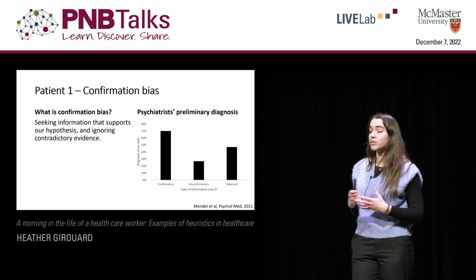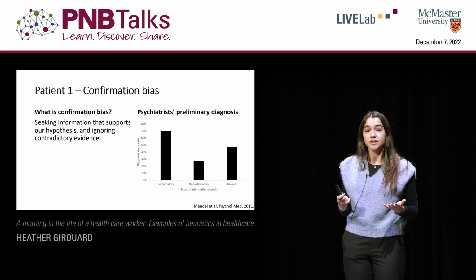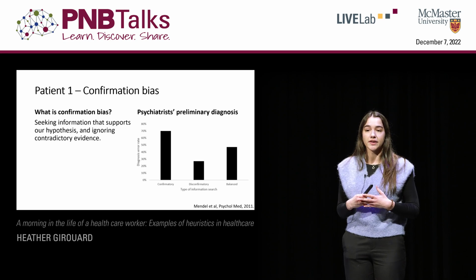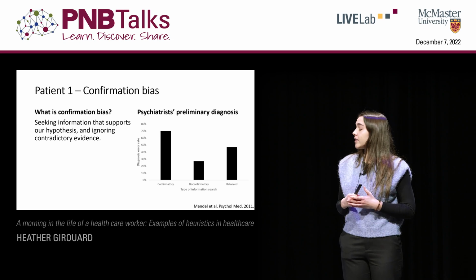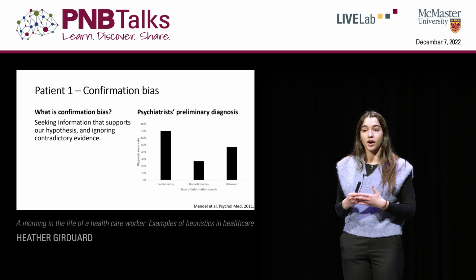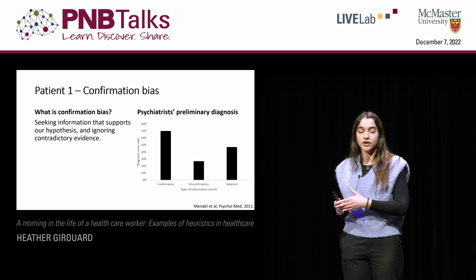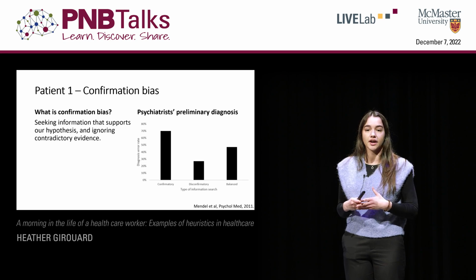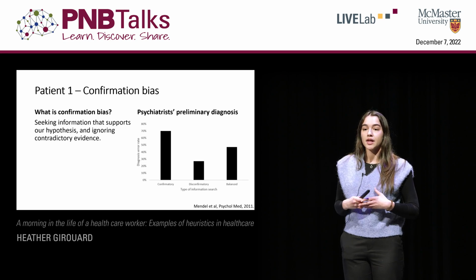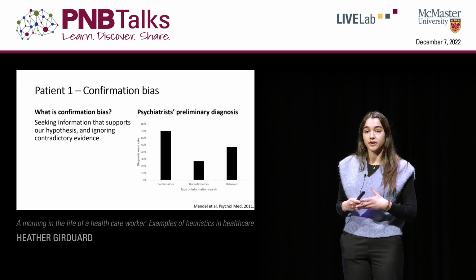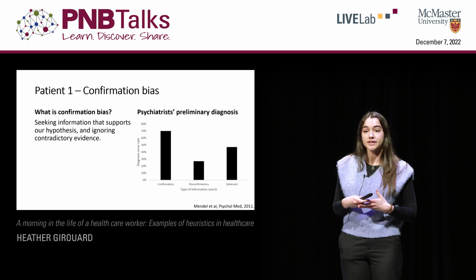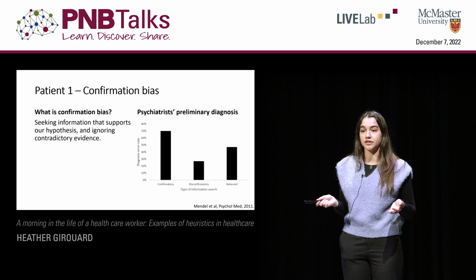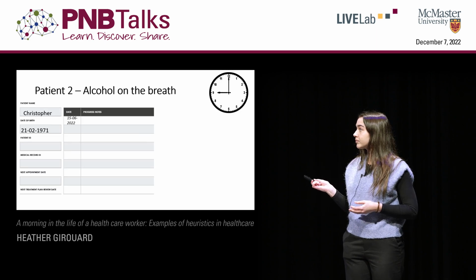There was a study done where psychiatrists were given the description of symptoms for a condition and then told to make a preliminary diagnosis. After that, some of them had to go and conduct a confirmatory evidence search, while others conducted a disconfirmatory evidence search. They found that psychiatrists who conducted the confirmatory evidence search, so a search that would confirm their preliminary diagnosis, were more likely to make errors than psychiatrists that conducted a disconfirmatory evidence search.